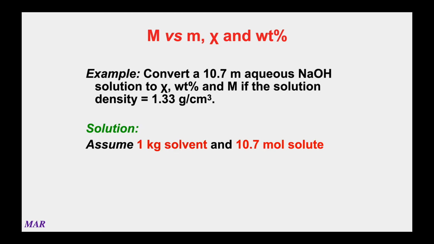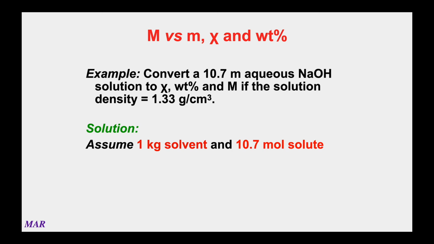So let's look at an example where we want to take a 10.7 molal aqueous sodium hydroxide solution. Let's stop right there for a second. Aqueous means the solvent is water. All right, aqueous is dissolved in water. And sodium hydroxide is going to be the solute. And the solution will be NaOH plus water. Okay, so back to your problem. Convert a 10.7 molal aqueous sodium hydroxide solution to mole fraction, weight percent, and molarity, big M, if the solution density is 1.33 grams per centimeter cubed.